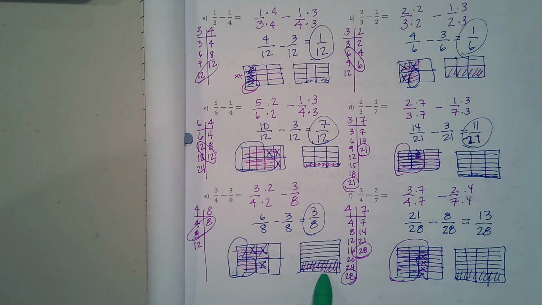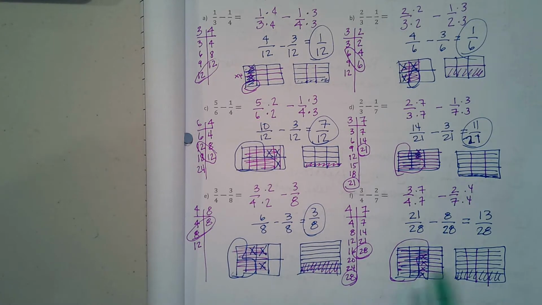So over here, I didn't have to multiply by anything to get that common denominator. Over here, knowing those multiplication facts sure would make that a lot faster. Knowing that for 4 and 7, the smallest product they share is 28.